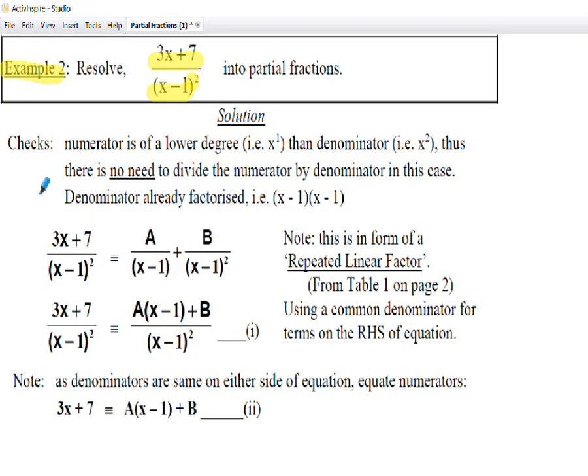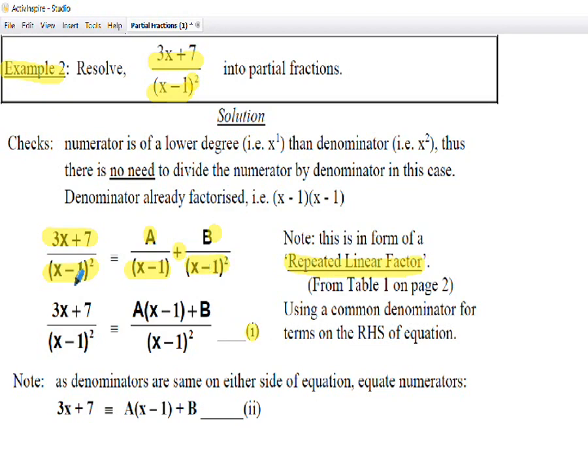So to resolve into partial fractions, I will get (3x + 7) over (x - 1) all squared on the left hand side, and from our previous table the partial fractions format will be A over (x - 1) plus B over (x - 1) all squared, because it's a repeated linear factor in this case.